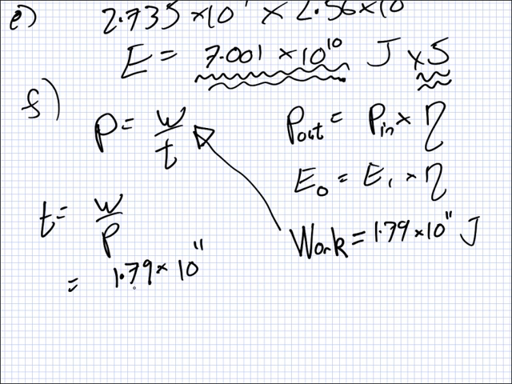10 to the 11 over, what was the power required for Ireland? 3 gigawatts. 3 times 10 to the 9. 59.6. Yeah, so in other words, 60 seconds. Basically a minute.